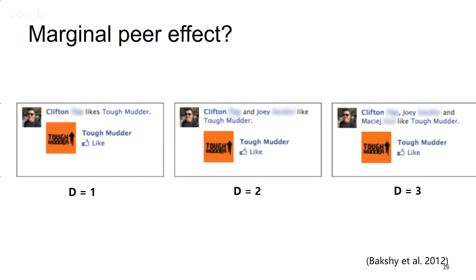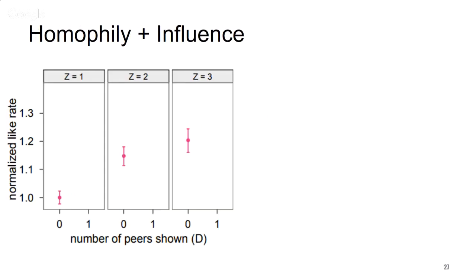Right. So they have these three conditions. So in the first condition, they show an ad with one of your friends mentioned, in the other, you have two of your friends, in the third one, three of your friends. So this is what they found. Right. In the first condition, so the variable Z tells you how many of your friends have actually liked the page. So you have three conditions where one, two, and three of your friends have liked the page. And the x-axis here is the number of cues that are presented to the focal user. So how many users are you showing the person, the subject?